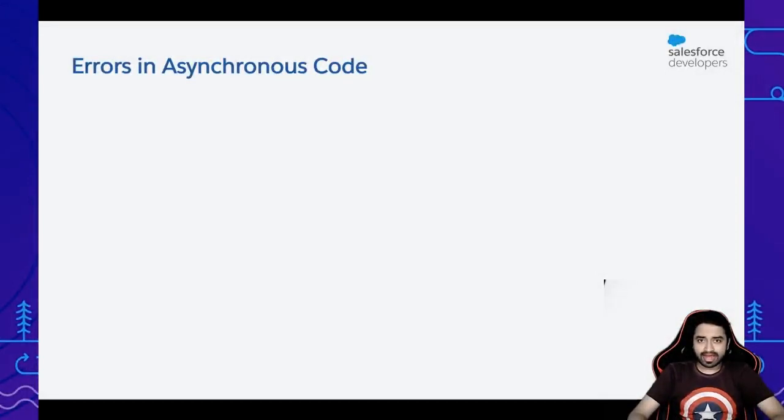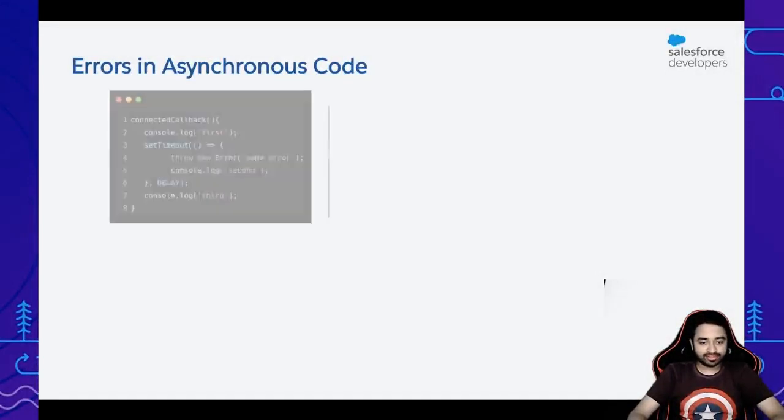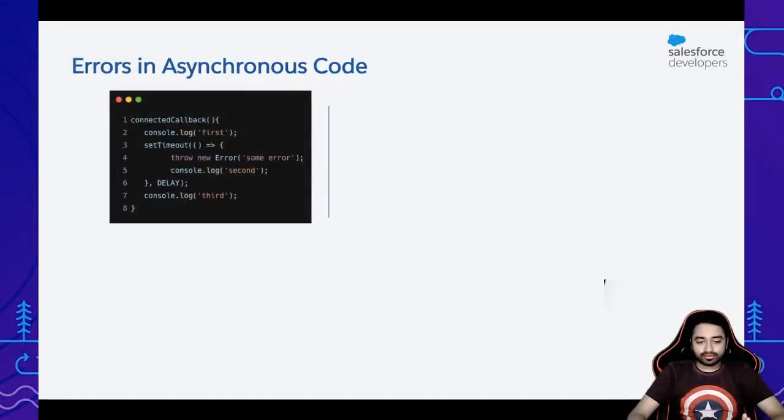But now let's see what happens if you try to do the same thing with asynchronous code. The code is almost the same, but what I'm doing is moving two of those lines into a setTimeout block, which means two of these lines are going to execute after whatever delay I specify, meaning that this is asynchronous.